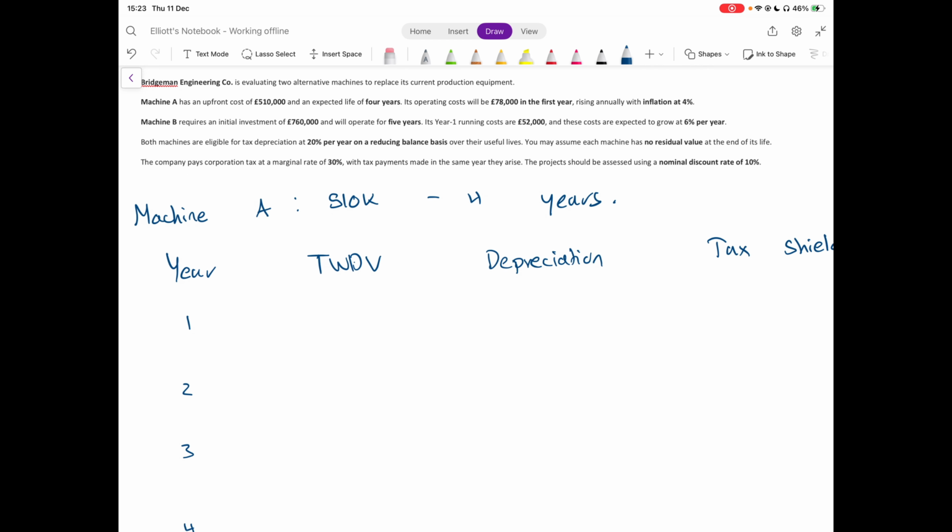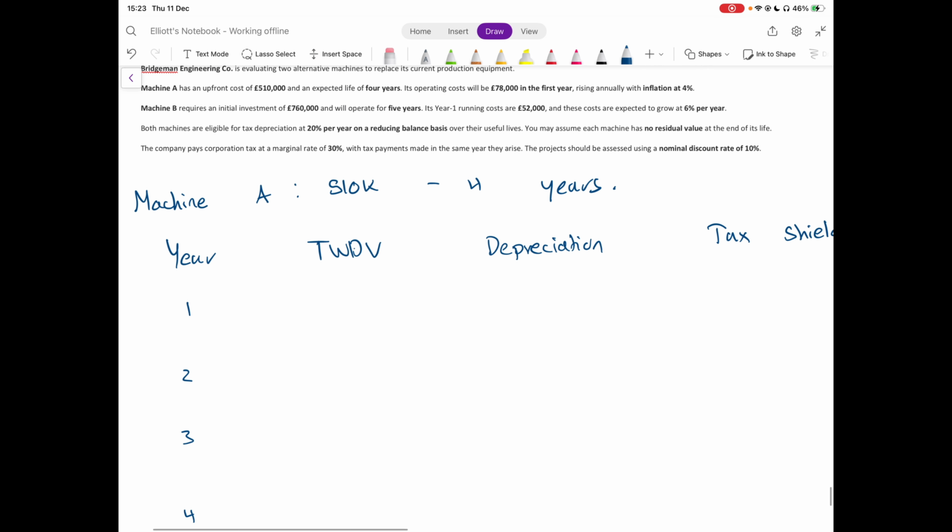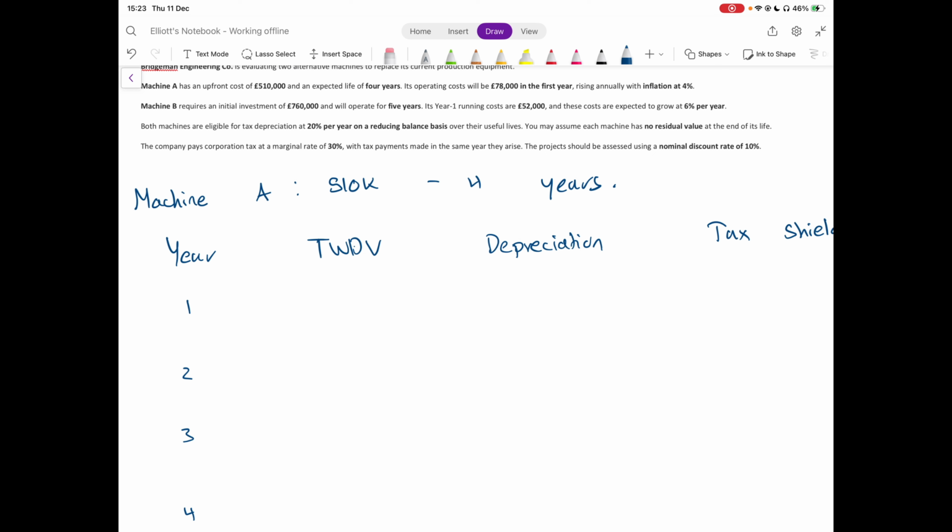So this one costs 510 grand, lasts for 4 years, 78 grand a year, rises at 4% because of inflation. And then as well as that, is 20% reducing balance, and then 30% tax and discount rate of 10%.